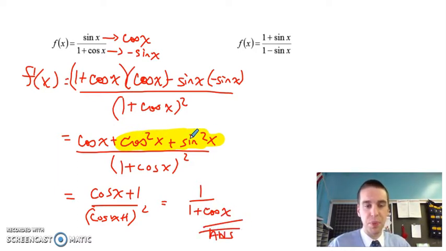You have to know that's a Pythagorean identity. So we got cosine x plus 1. We had a 1 plus cosine x. The commutative property states that they're the same. We can cancel one of the factors out, and so we're left with 1 plus cosine x.